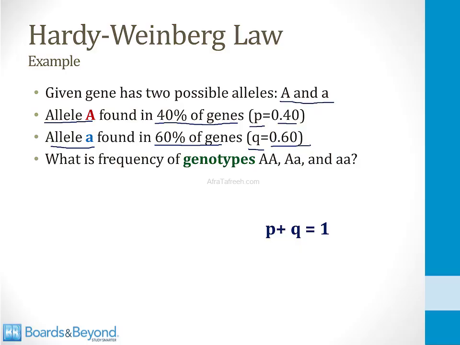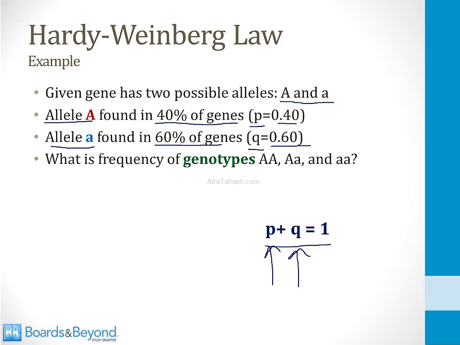And this brings me to one of the first principles of the Hardy-Weinberg law, and that is that for a gene with only two alleles, p plus q must equal 1. In other words, if 40% of the alleles are found in form p, the remaining 60% must be found in form q, such that p plus q total 1.